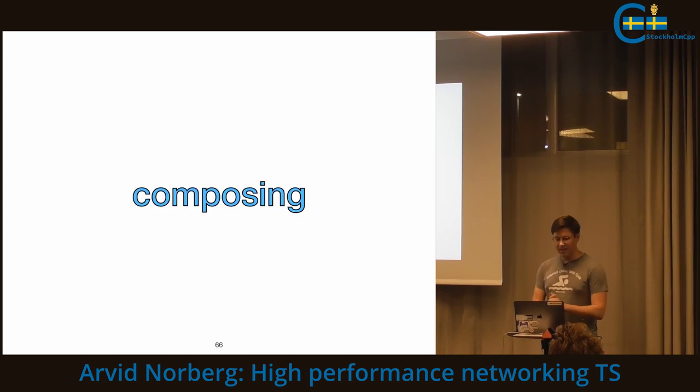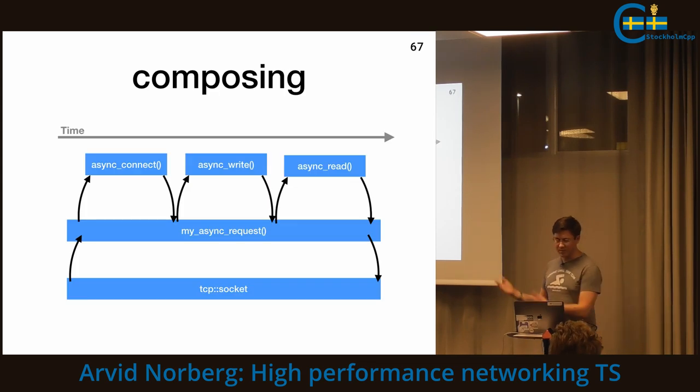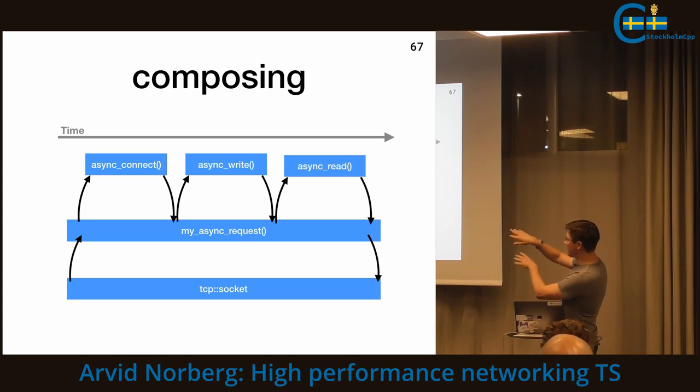All right. So that kind of covers the connection object bullet point. So let's talk about the composing object bullet point. This is a little bit more exotic. I think it's probably a little bit rarer to do this. At least I've been underutilizing this technique. But this is going back to this timeline. So how do you write this my async request?